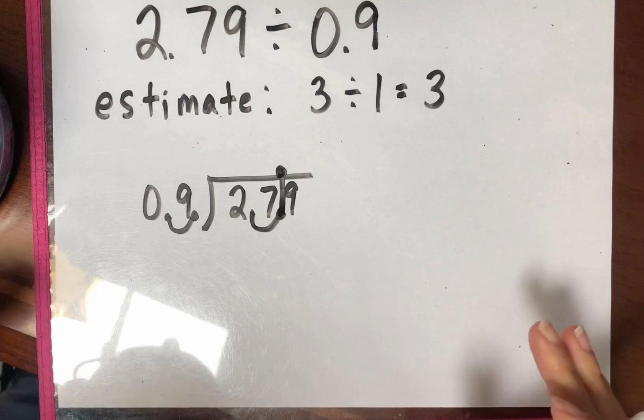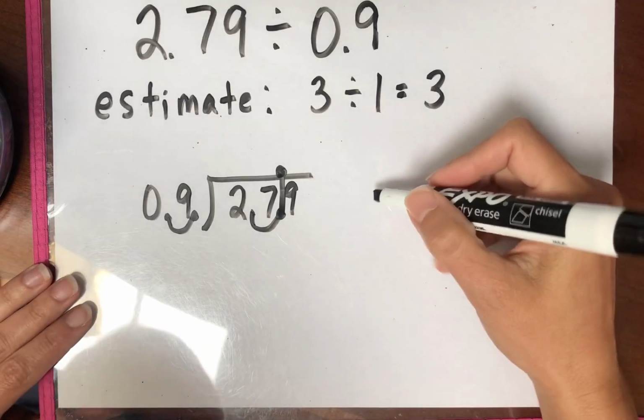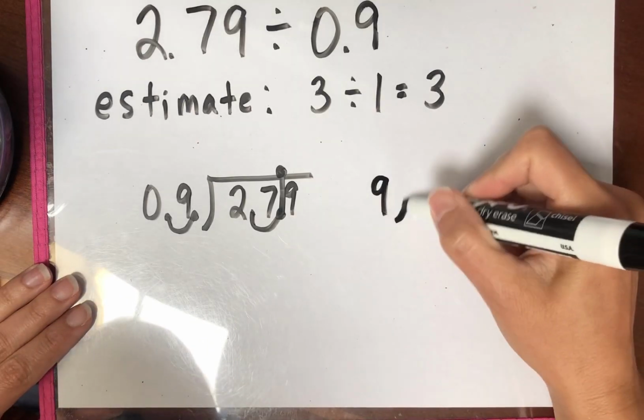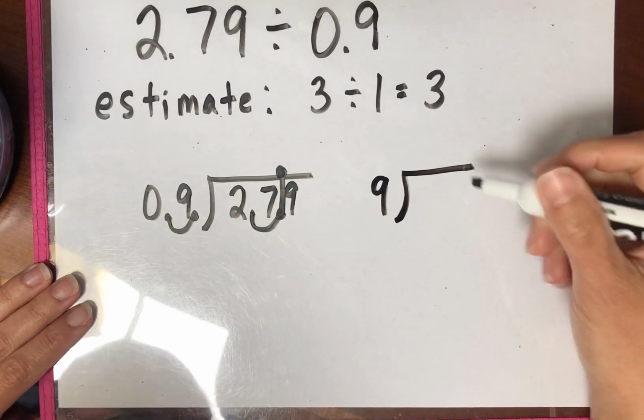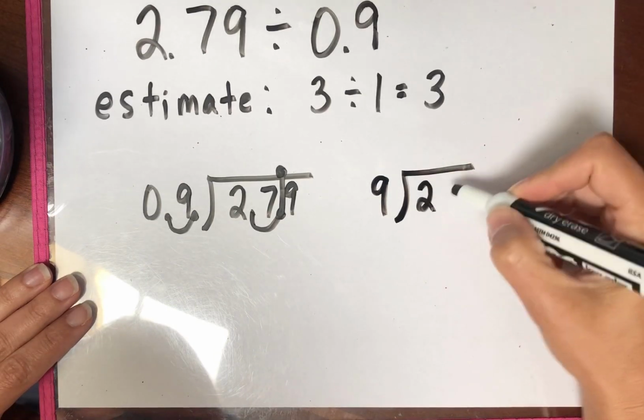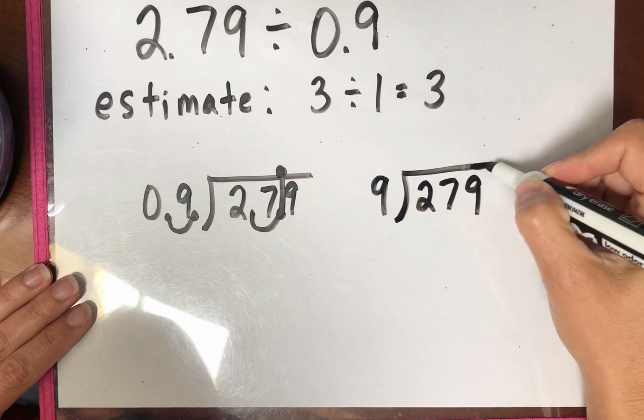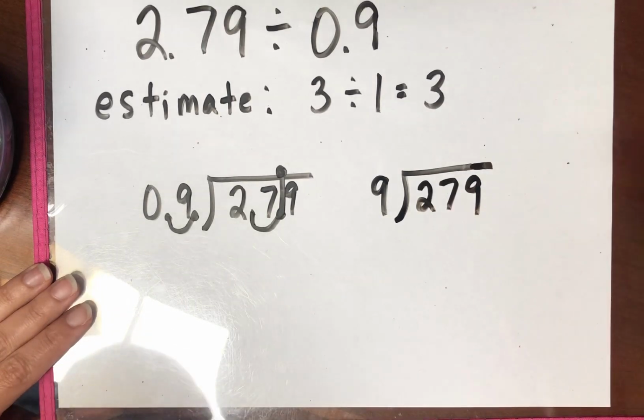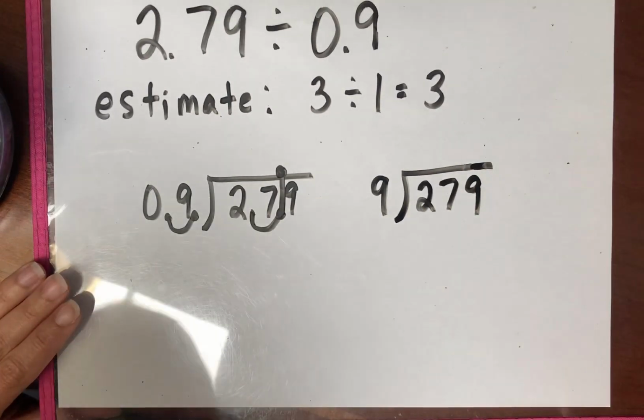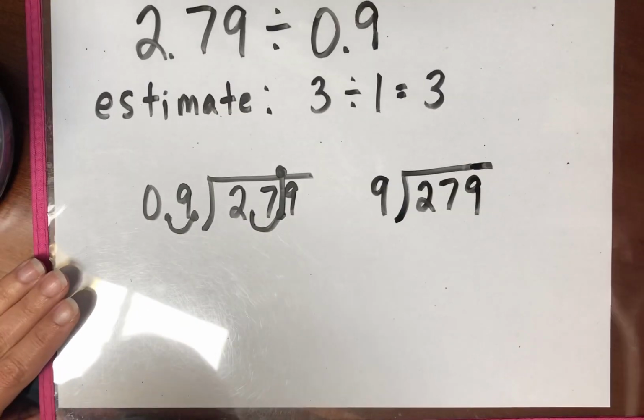Now, if it's confusing for you to look at that with all the decimals, you can always rewrite it. So essentially, I created a new problem that looks like this. Okay, and I know my decimal is going to go up here, but I'm not even going to put that yet because I don't want that to distract you. So now I'm just going to do normal division.